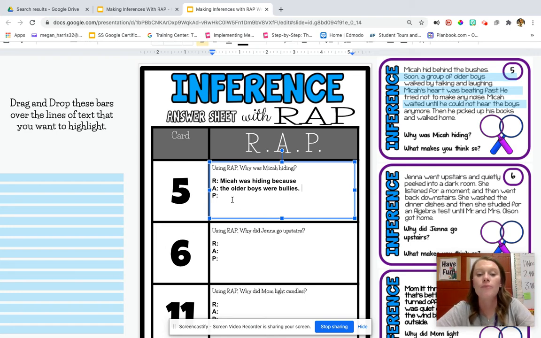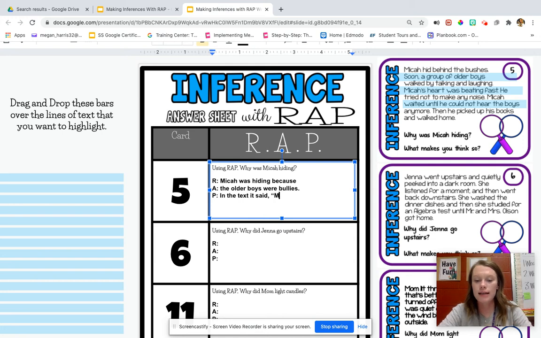So that's my inference. But here's the hard part where I have to prove. Now remember, when I prove, I always start with "in the text it said." Now I'm going to pull word for word what I highlighted in blue to write down here. You do not have to write it all down. You can pick one sentence, maybe two sentences to write down. Okay, so let's look here.